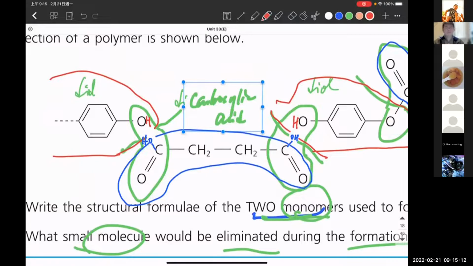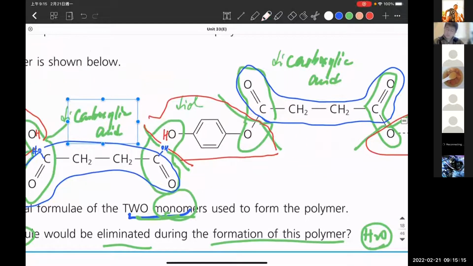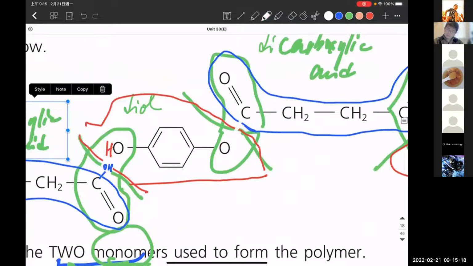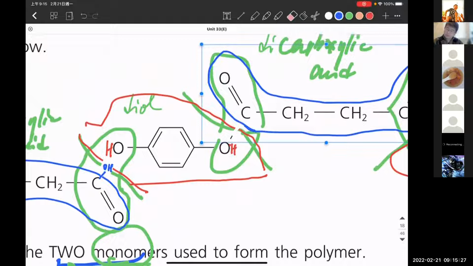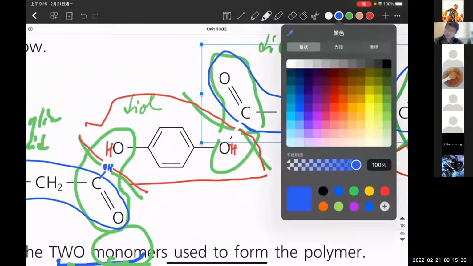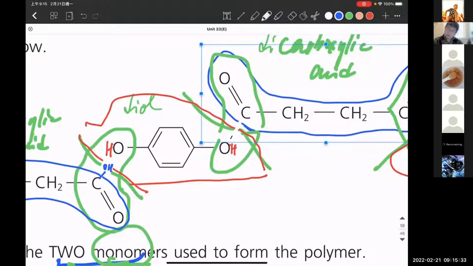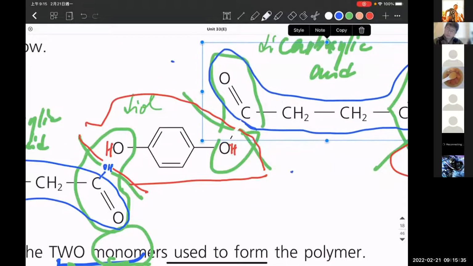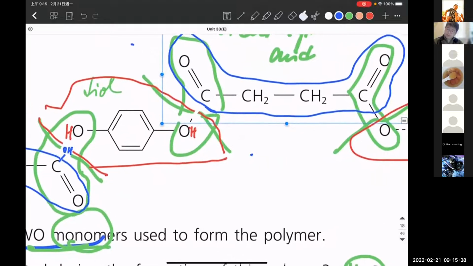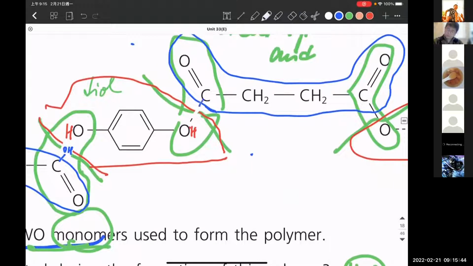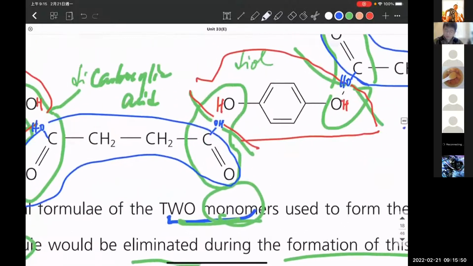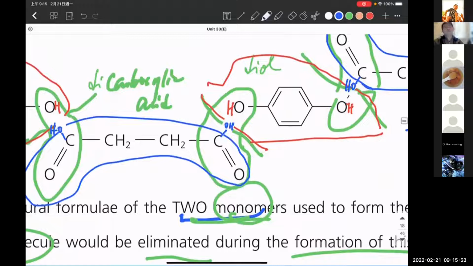Now, if you do the same tricks, you may get this. You do the same thing. It's OH, right? Indeed, it's OH. How about this part? This is becoming a hydroxy group. It is a hydroxy group now. Okay, so you do the same similar way. So we focus on these two, right? Can you get the two monomers now?